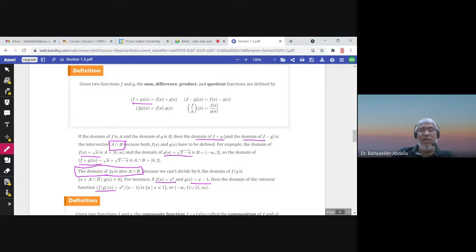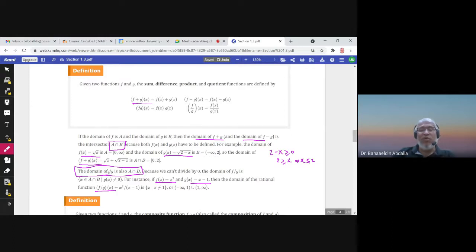To find the domain of f plus g, I need to find the domain of f. Well, this is a square root. x has to be positive, so the domain is from 0 to infinity. Also, g is a square root, so 2 minus x has to be positive. So 2 minus x is positive, which means 2 is greater than or equal to x, or x is less than or equal to 2. So it's from negative infinity to 2.